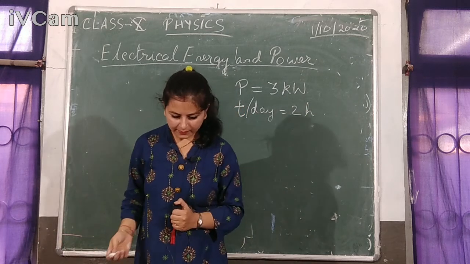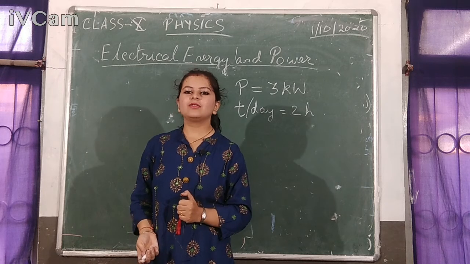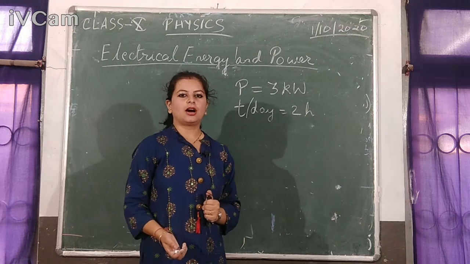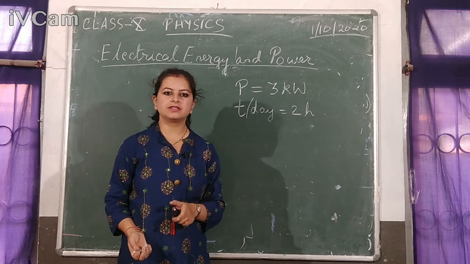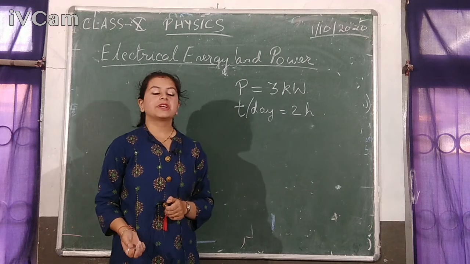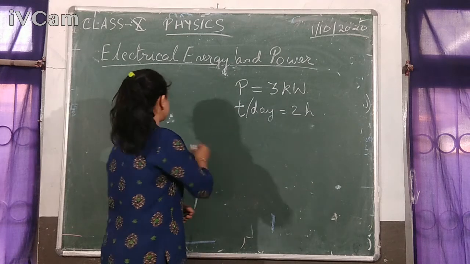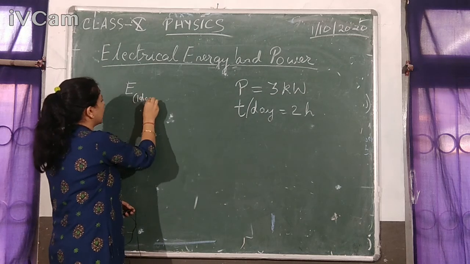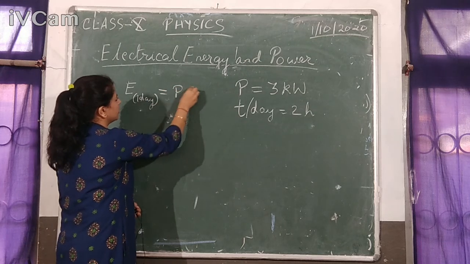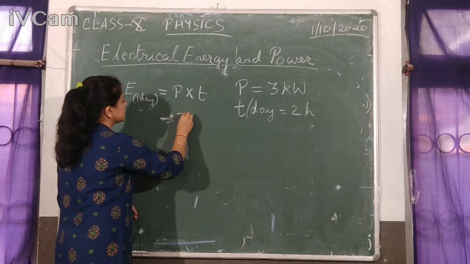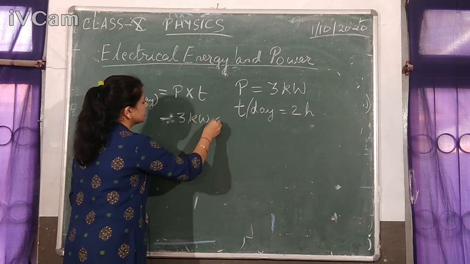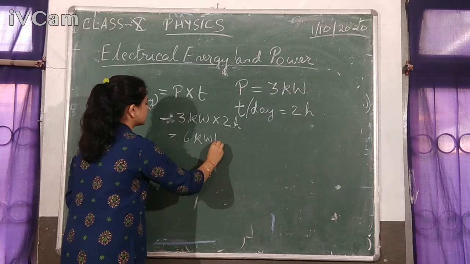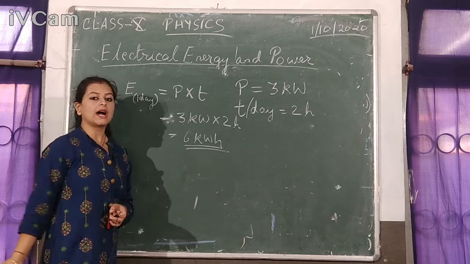Now if I ask you to calculate the electrical energy consumed by it in a month of 30 days, how are you going to find out the total electrical energy consumed by this electric oven in a month of 30 days? Firstly, we will find out the electrical energy consumed in 1 day. The formula is power into time. The power is 3 kilowatt and the time is 2 hour. So 3 into 2 is 6 kilowatt hour. So this is the electrical energy consumed in 1 day.